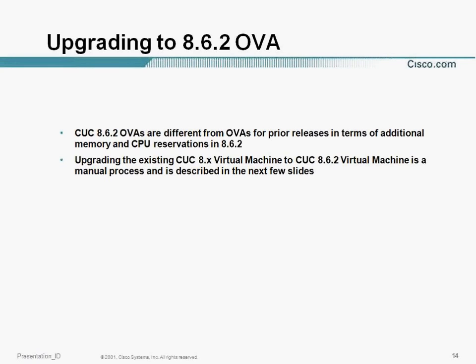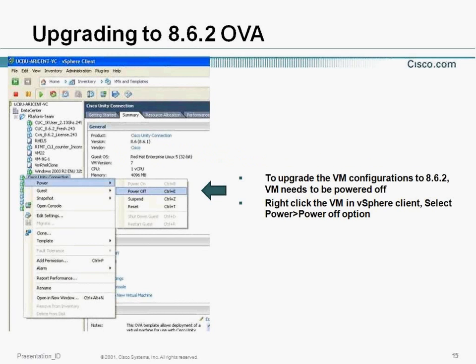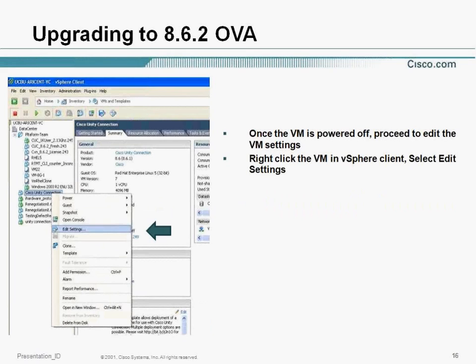Now here are the steps for upgrading to 8.6(2) OVS. First of all, you need to upgrade the virtual machine configuration to 8.6(2). For this, you need to power off your virtual machine. Right click the name of the virtual machine and then select power and then the power off option. Once the virtual machine is powered off, you can proceed to edit the virtual machine settings. Right click the virtual machine, then select edit settings.